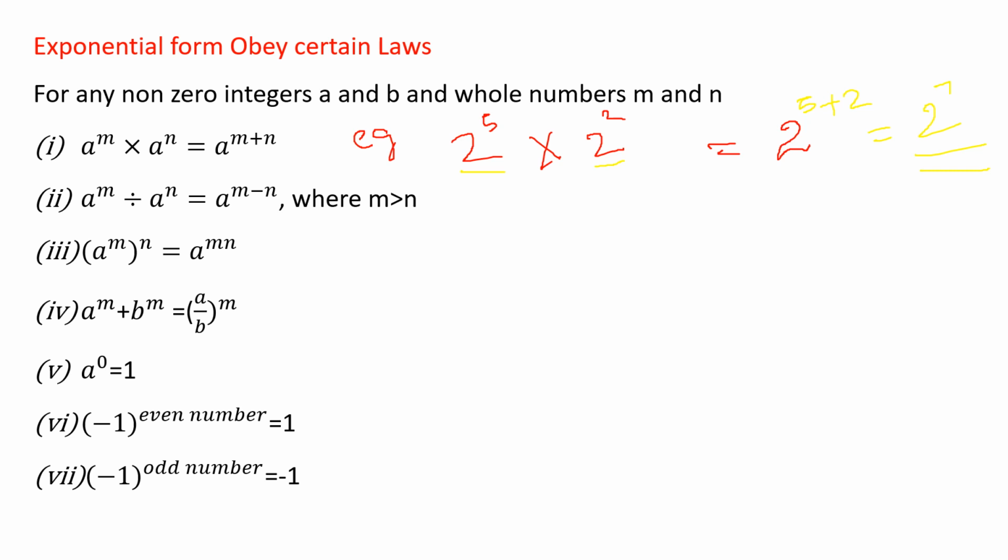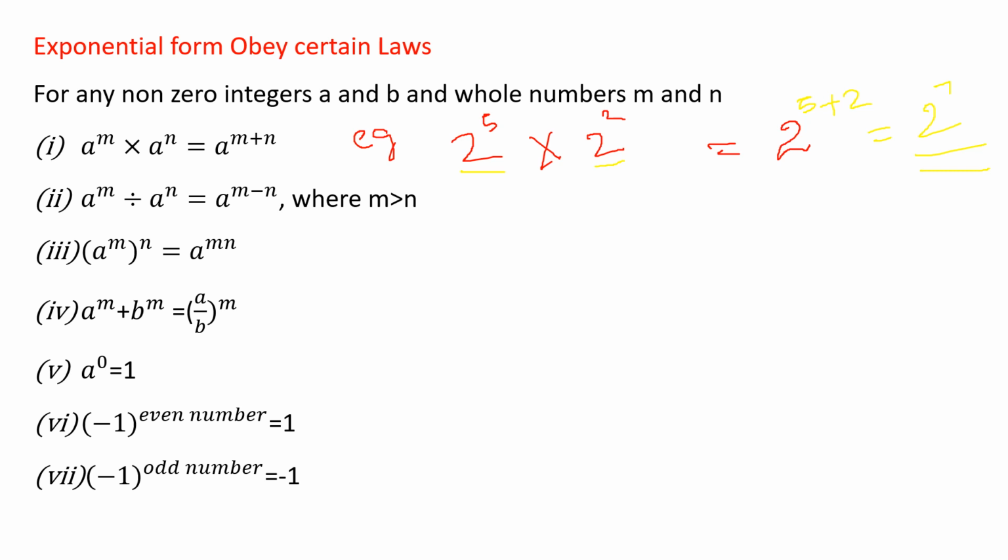The same way, the second formula: A power m divided by A power n is equal to A power m minus n, where m is greater than n. So how will you write it? A power m divided by A power n is equal to A power m minus n.